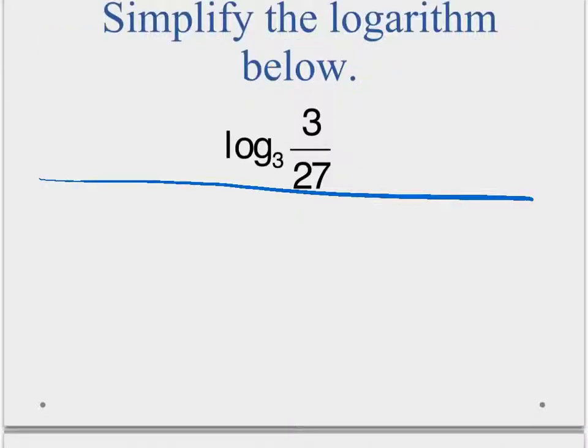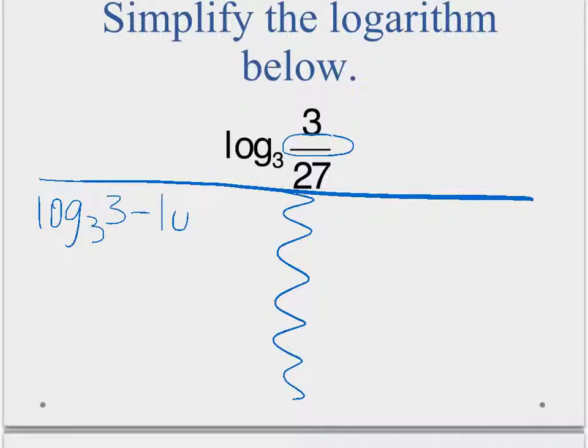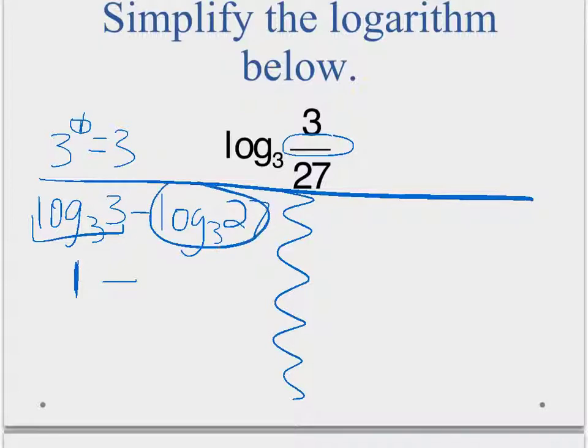Okay, there's two ways we can solve this without your calculator. You need to understand both. So the first way would be to use our rules that we have, which says that division means subtraction. So log base 3 of 3 minus log base 3 of 27. Then we have to evaluate each one of those to come up with an answer. So log base 3 of 3, that means 3 to the something power gives me 3, and that's 1. And then this one says 3 to the something power gives me 27, and that's 3. And then 1 minus 3 is negative 2.